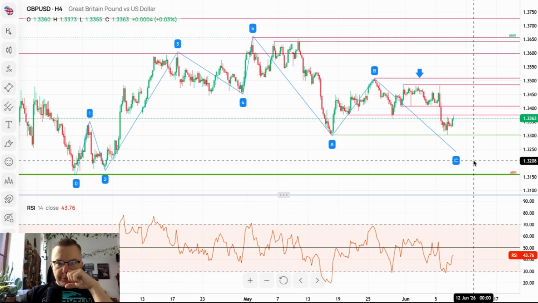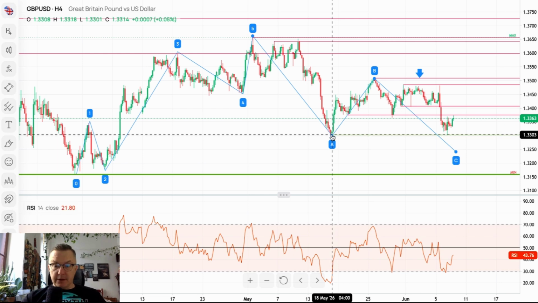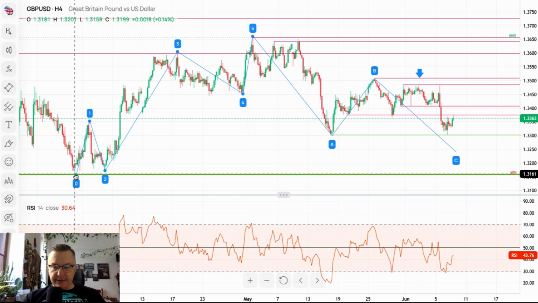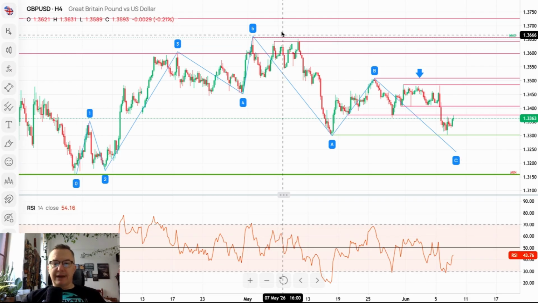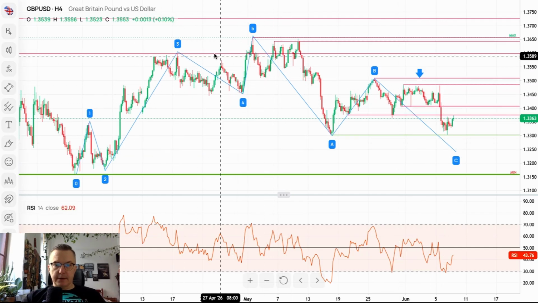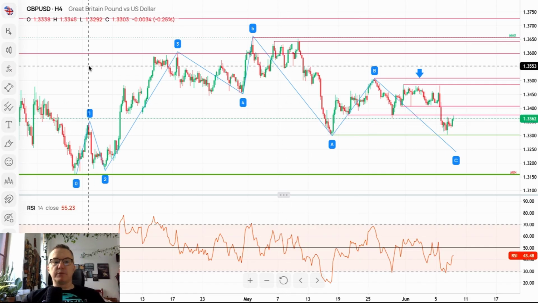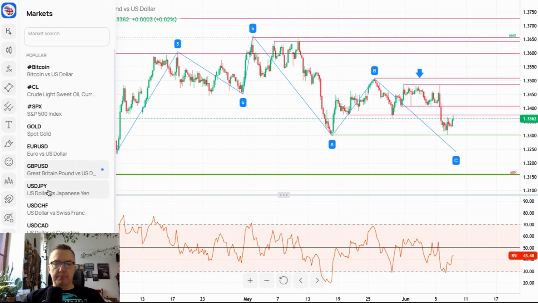So we might see further movement to the downside, especially if this low A and the level of 1.33 is clearly violated. Any breakout below this level, however, 1.3158, would invalidate this whole impulsive scenario here. Okay, and then it would mean that a deeper movement to the downside is in play.